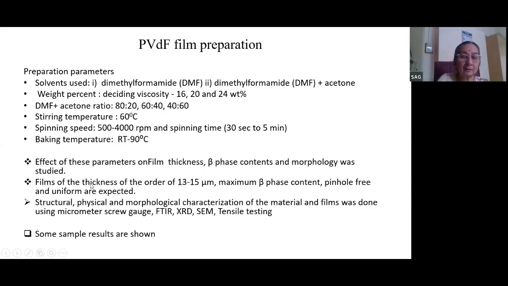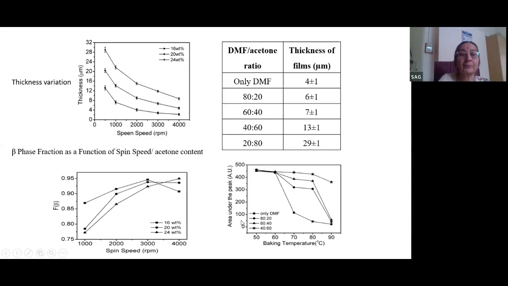We did all these things using structural, physical, and morphological characterization of the material and film. Thickness was measured using a micrometer, along with FTIR, XRD, and SEM. XRD gives the chemical structure, SEM gives the morphology, and tensile testing gives the strength of the film.